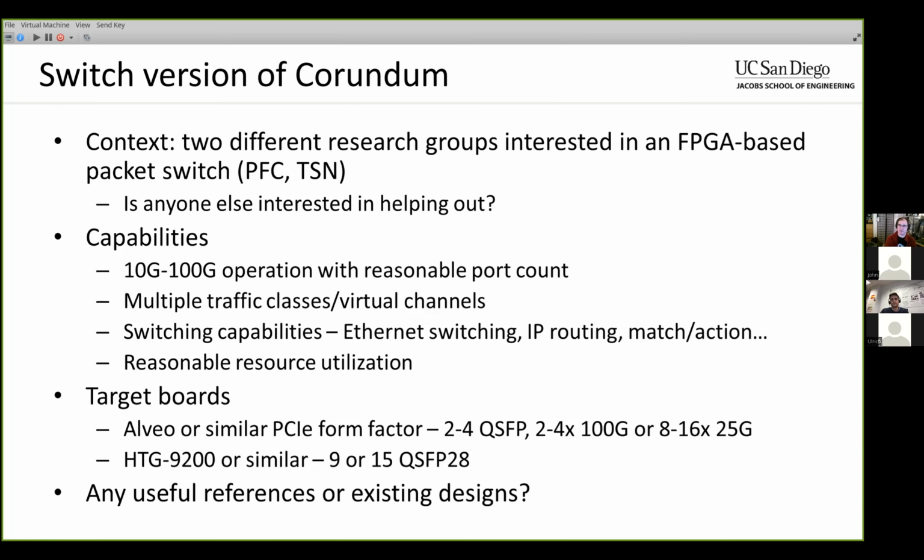10 gig to 100 gig operation with a reasonable port count. I think reasonable is going to depend on what kind of target board we're running on. And also, this is an FPGA, not an ASIC. So supporting 128 ports of 100 gig is probably not going to cut it. That's probably too much. So I'm not sure what we're reasonably going to be able to implement, but obviously more than 4 ports. If we can get like 8 ports of 100 gig, something like that, that's probably pretty good.